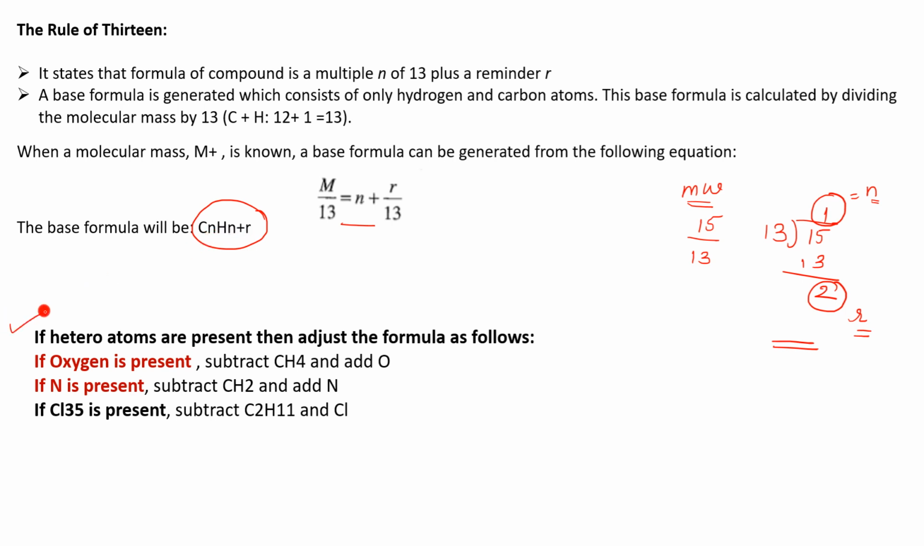Now there are certain rules. If any heteroatom is present, so what can be a heteroatom? Heteroatom can be nitrogen, oxygen, halogen. Here specifically we are talking about these three elements. If oxygen is present, then you have to subtract CH4, add O. If nitrogen is present, subtract CH2, add N. If Cl is present, subtract C2H11 and add Cl. Okay, so this is how we do it.